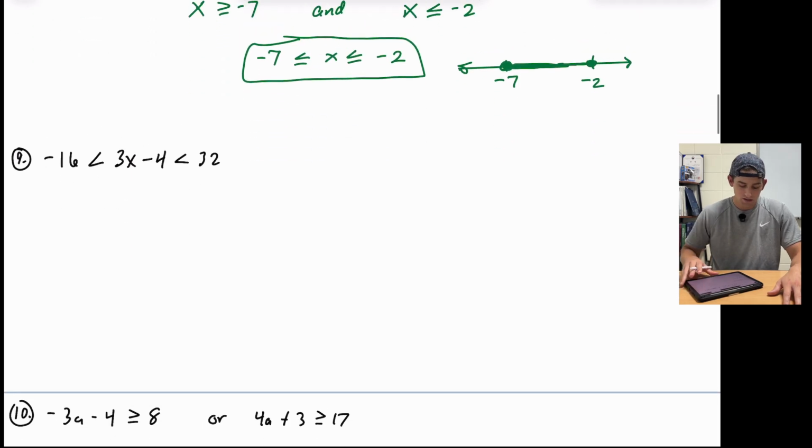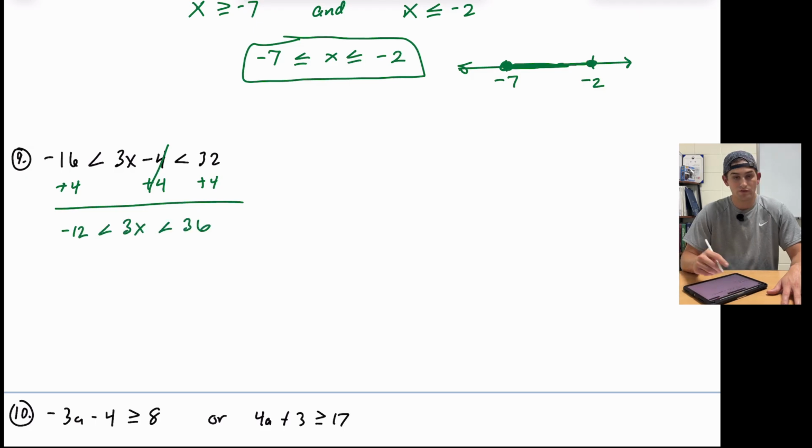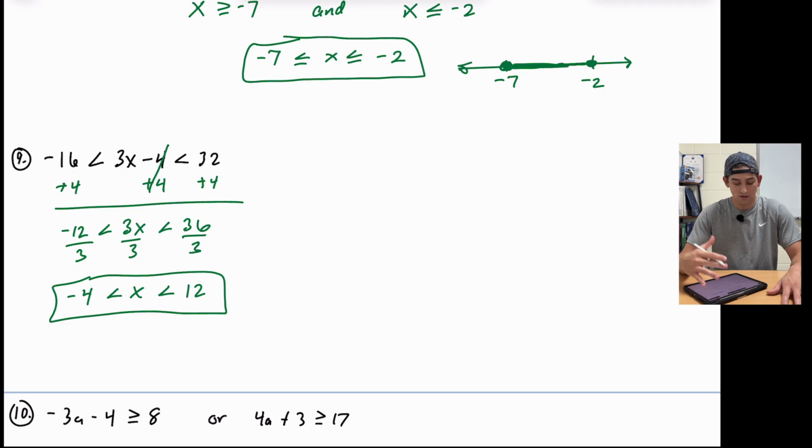All right. Number 9, we have 3x minus 4 is greater than negative 16 and less than 32. So we're just solving a single compound inequality. We want to add 4 to all three parts here. So now we get negative 16 plus 4 would be negative 12. We have 3x in the middle, and then 32 plus 4 would be 36. Now we can divide all parts by 3. So we get negative 4, we have x in the middle, and then we have 12. So our final answer would be x is greater than negative 4 and less than 12. So no graph needed on this one.